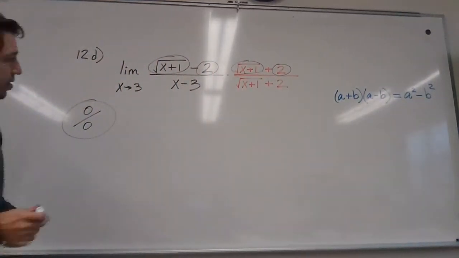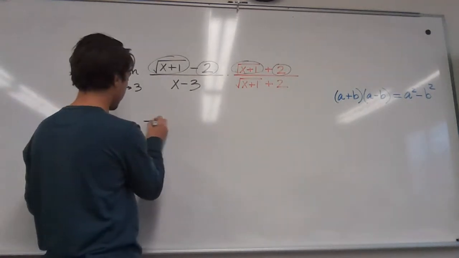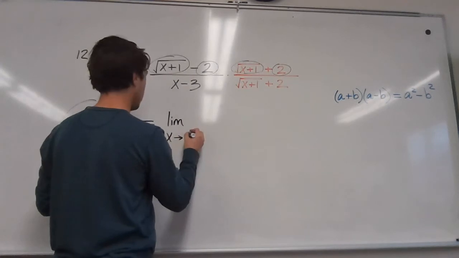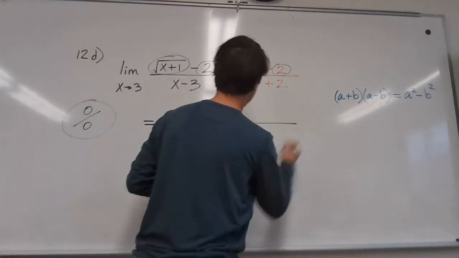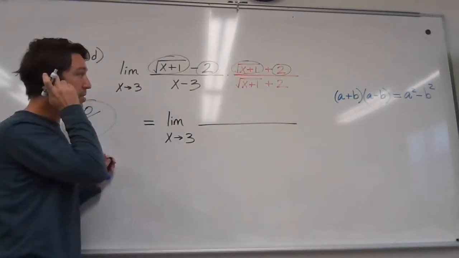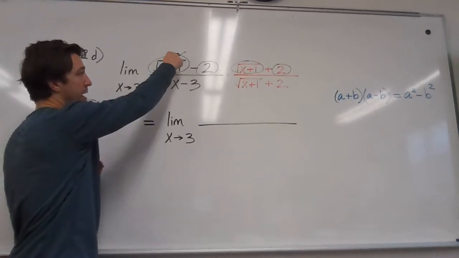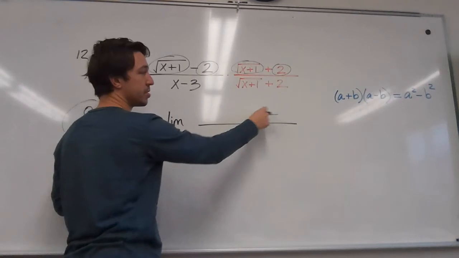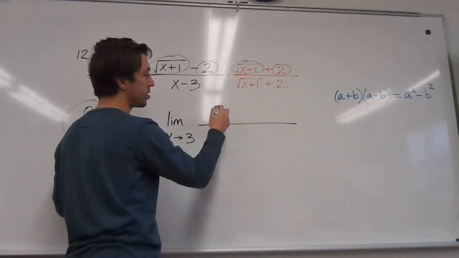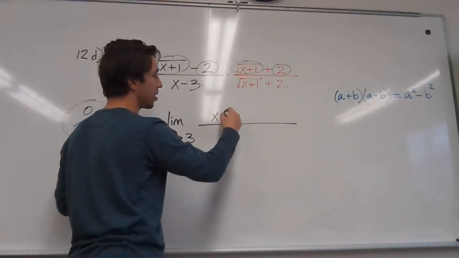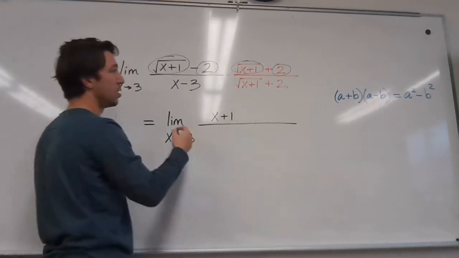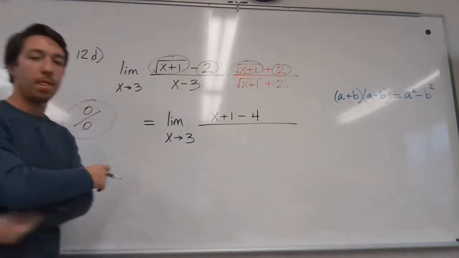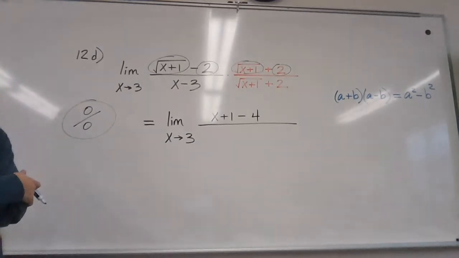All right. Time for a little bit of careful calculation. The top is going to be a minus b times a plus b, which is a squared minus b squared. So what's a squared? x plus 1. x plus 1 minus 4. Any questions on that?